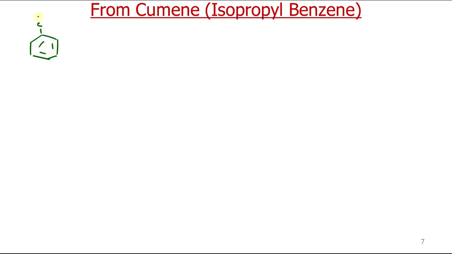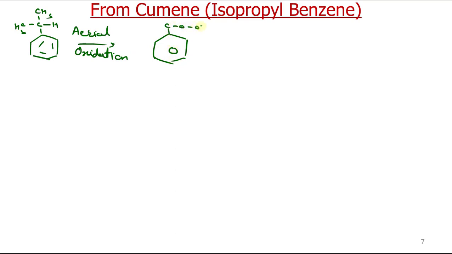Cumene, CH3, H, upon aerial oxidation. The reaction conditions we have already written. Aerial oxidation forms a hydroperoxide, cumene hydroperoxide. It is a free radical reaction, you have to remember. OOH, CH3, CH3. So we will do the mechanism of this reaction.